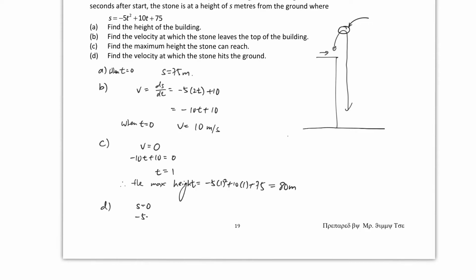Then negative 5t squared plus 10t plus 75 is equal to 0. Maybe you can use your calculator to factorize it. So t is equal to 5 or negative 3. You can reject the negative answer. What is the velocity when t is equal to 5? v is equal to negative 10 times 5 plus 10, which is equal to negative 40 meters per second.